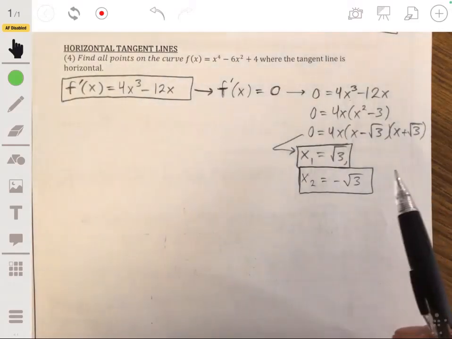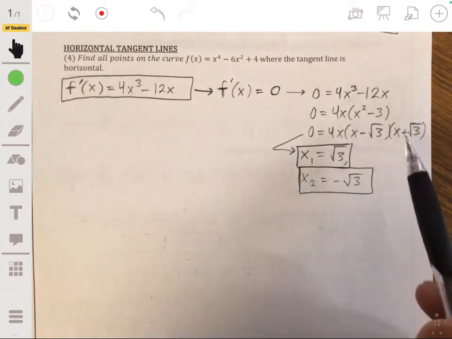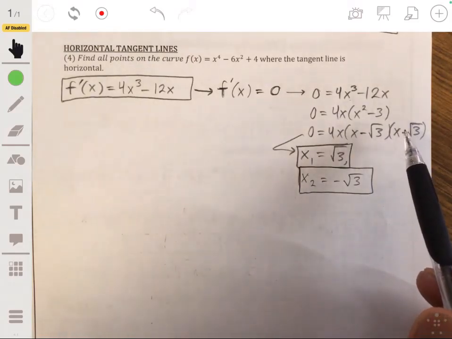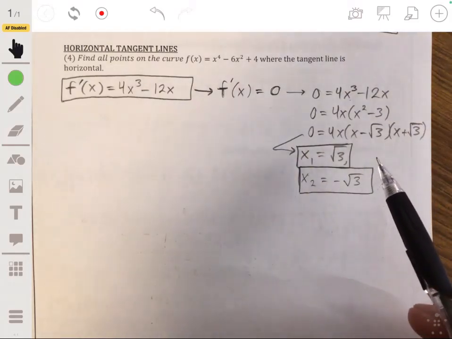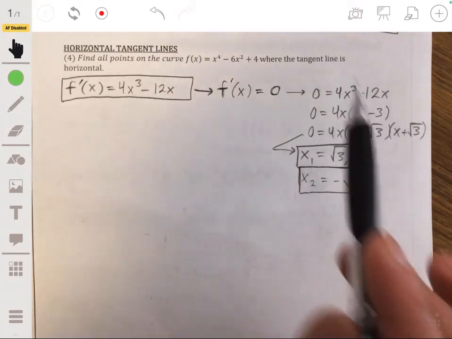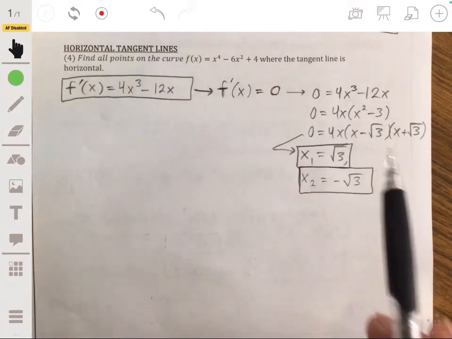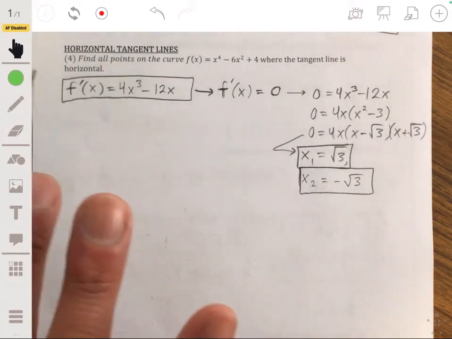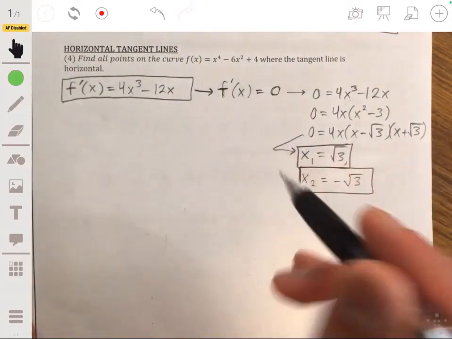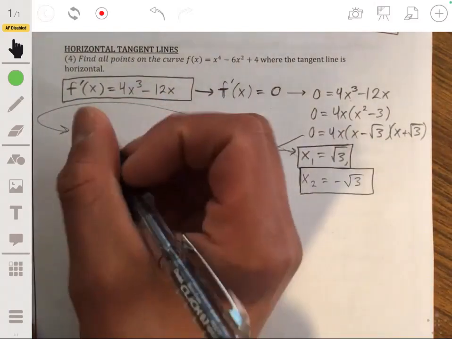So what we essentially have to do then is find where the y coordinates are, when you plug these values into the original function. Don't plug these values back into the derivative, because that's going to get you back to 0. These are the x coordinates of the points where there are horizontal tangent lines, but we need to find the y coordinates.